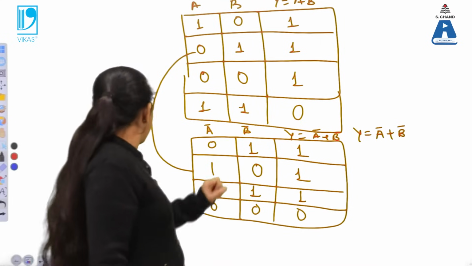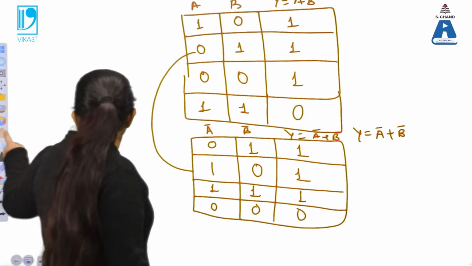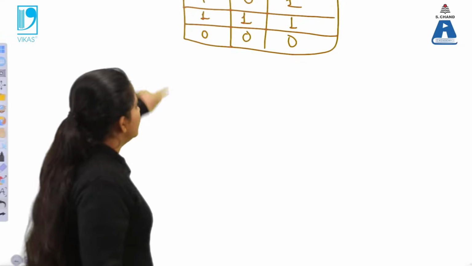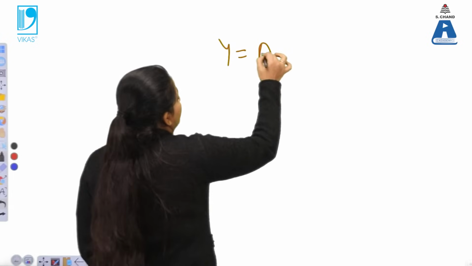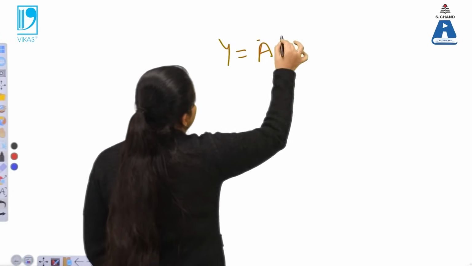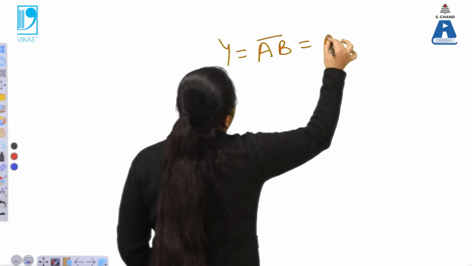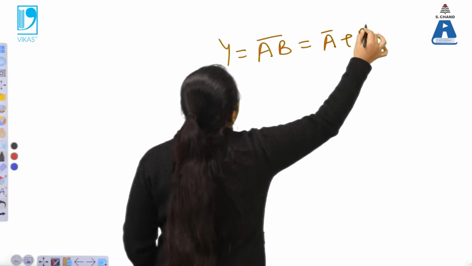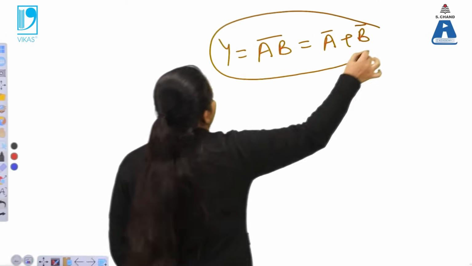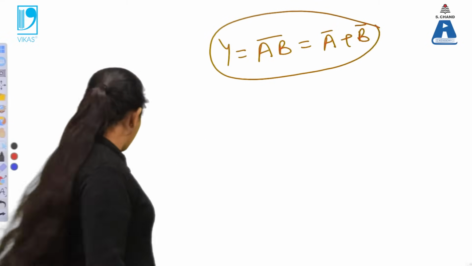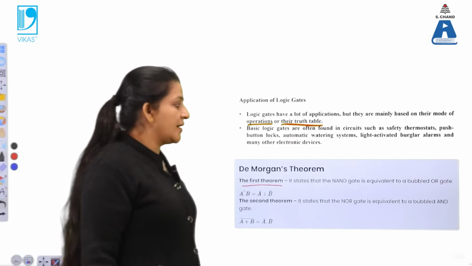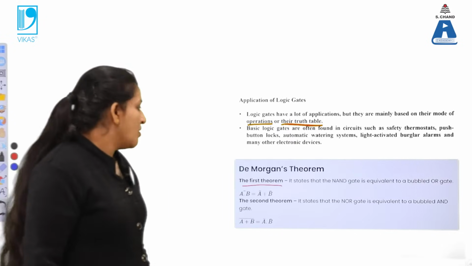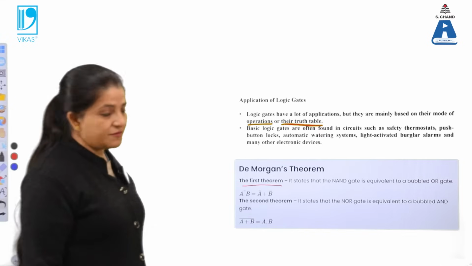So this is the first De Morgan theorem, in which it is represented like that: (A B) inverse is equal to A inverse plus B inverse. This is known as the first De Morgan theorem. So according to the first De Morgan theorem, what does it mean? The NAND gate is equivalent to a bubbled OR gate. So this is the first theorem.